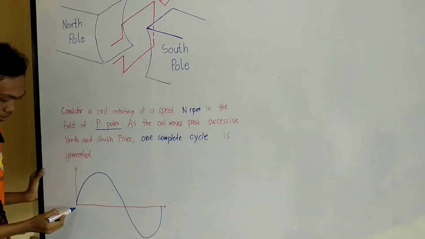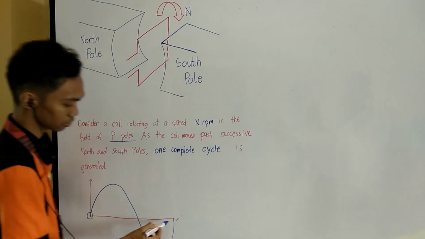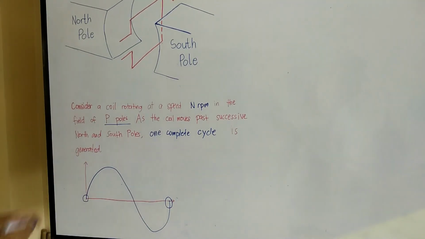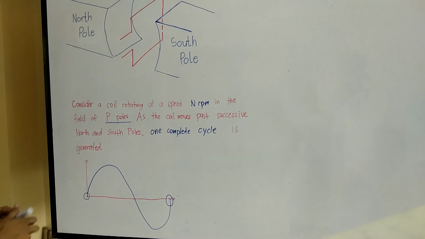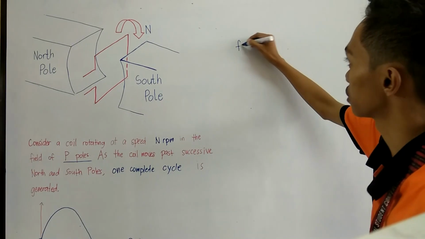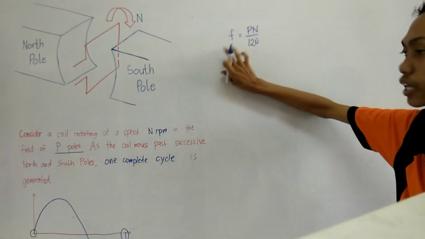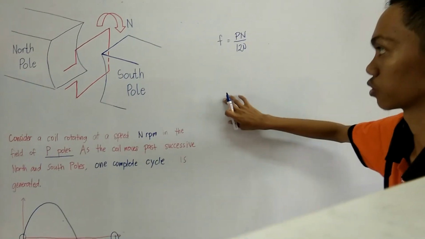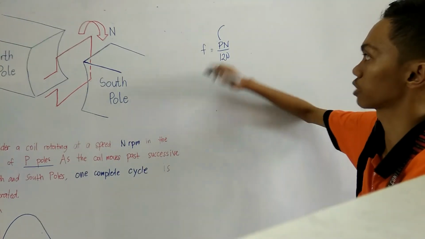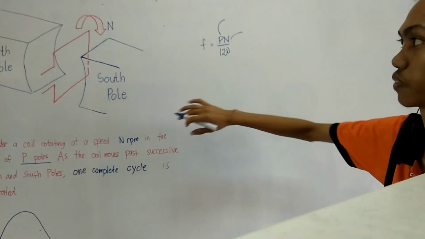So once it starts at the north pole, it is located in this part of the graph, and it ends at the south pole and is located in this part of the graph. So one complete cycle is generated in one rotation. Now, we have the equation f is equal to P times N over 120, where f denotes the frequency, P is the number of pole pairs in an alternator, and N is the speed of rotation of the alternator.